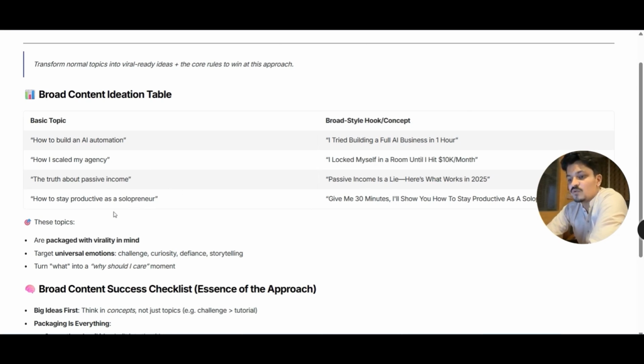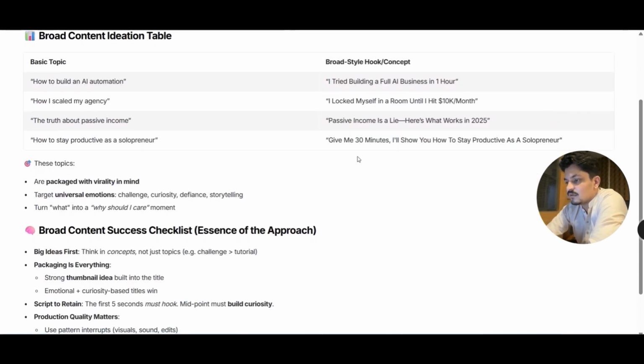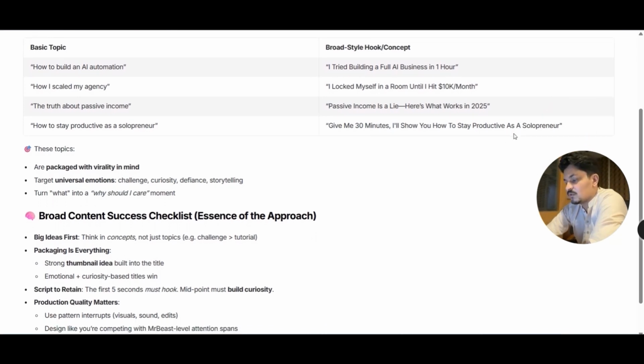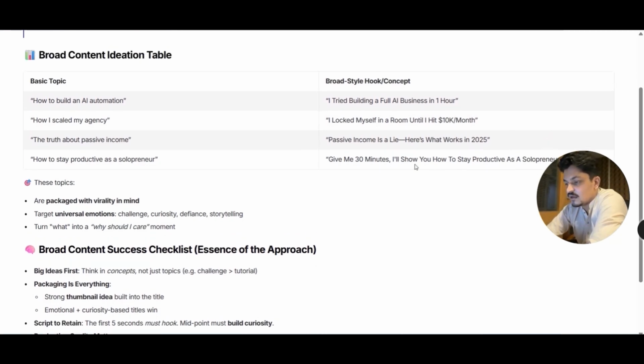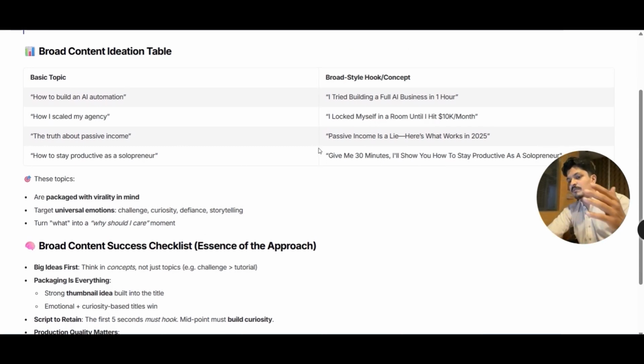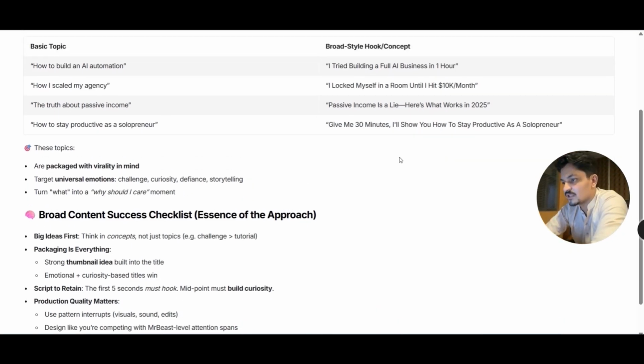As for the last one, how to stay productive as a solopreneur, I can turn this into a better concept. Give me 30 minutes, I'll show you how to stay productive as a solopreneur, right? You can see that again, the concept, the trend that I was talking about. The basic topic right here is not that engaging, but if we are adding concepts to our titles, our packaging and execution, you can see that it's way more interesting than this one.